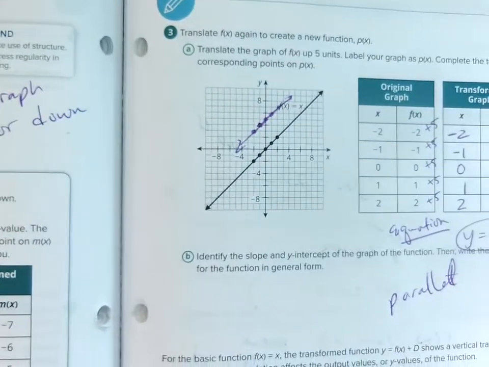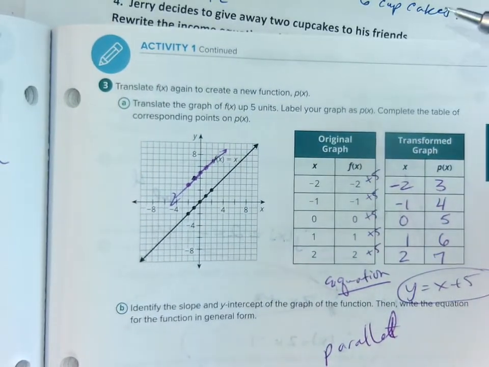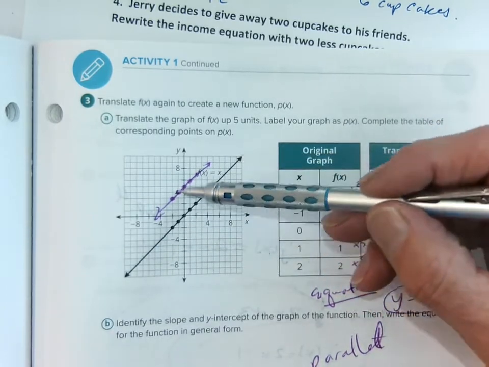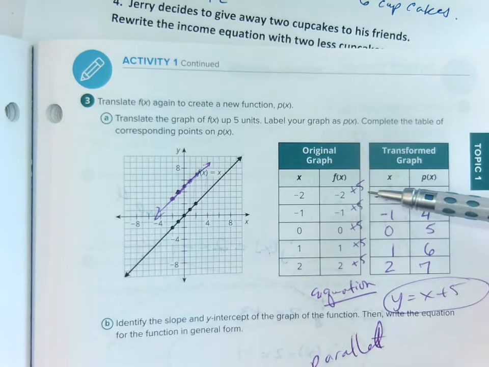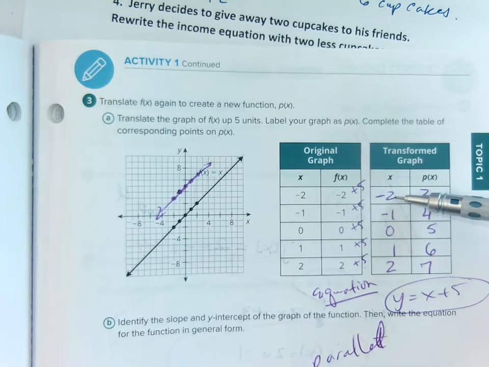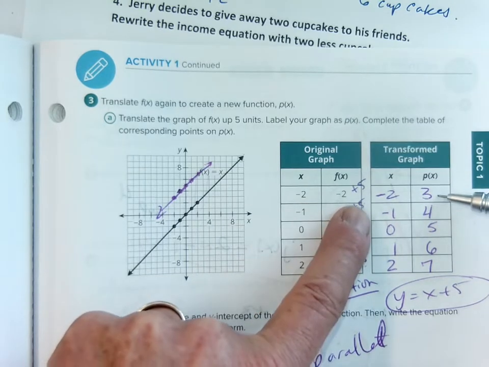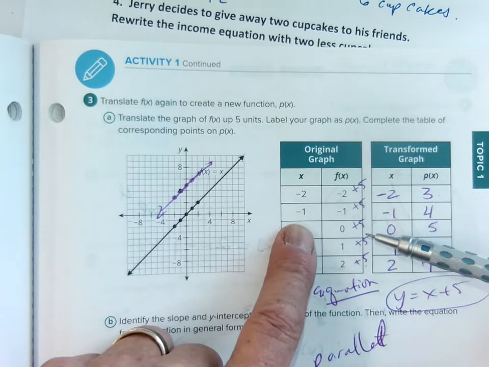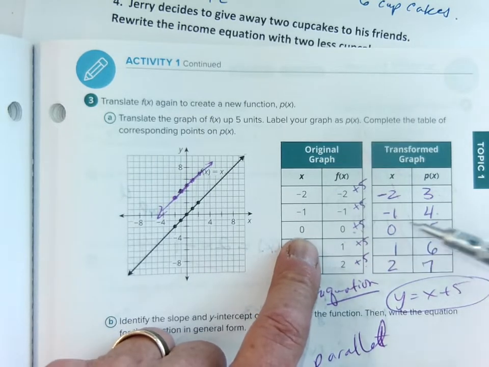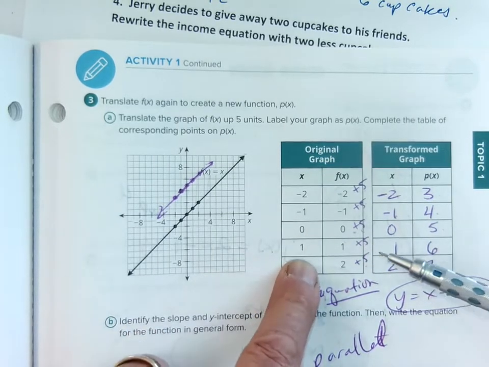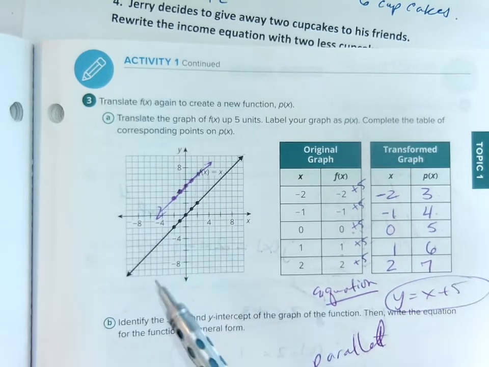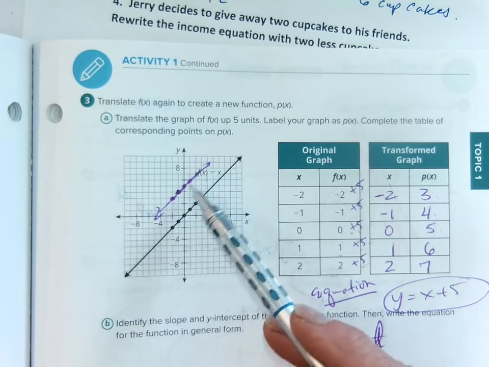So then we did the same thing, and this time we moved it up 5. To take our parent function y equals x and move it up 5, we just added 5 to all of the y values. So here are my x values, and at -2, my y value would be a positive 3. At -1, my y value would be 4. At 0, I'd add 5, my y value would be 5. At 1, I add 5, I'd have 6. At 2, I'd add 5, I'd have 7. If I graph these points, I get this line right here.